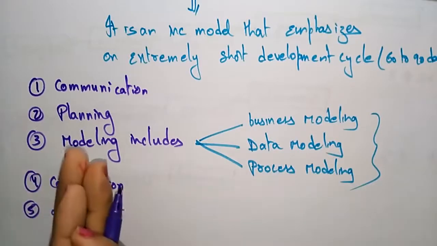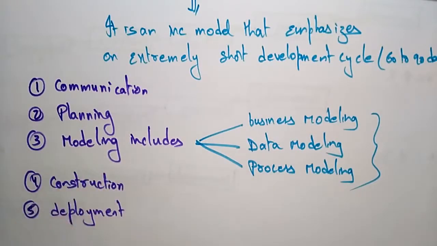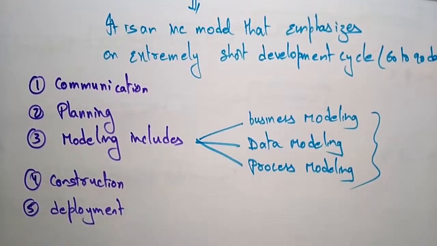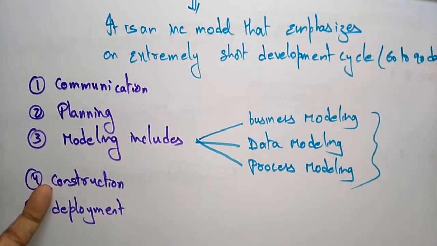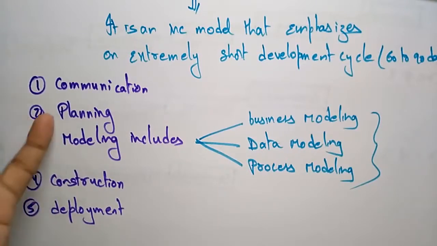First, you have to communicate with the person. Next, you try to plan the project. And next, you try to model the project. Next, construction and deployment. So everything will be like this. The names are changing. Just in place of construction, we can write the implementation like that. So modeling, planning, and this is the activity like that.